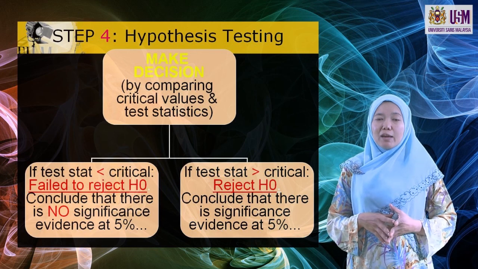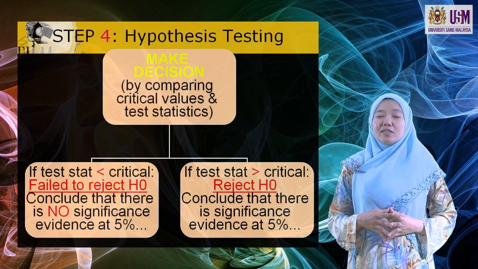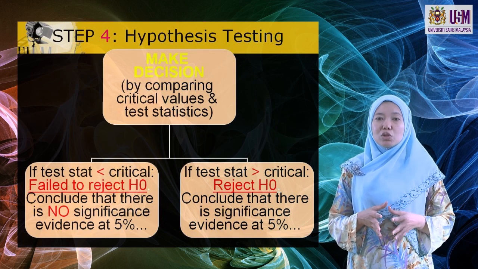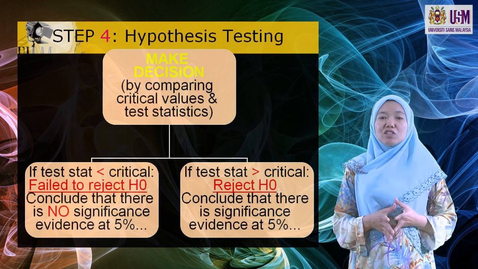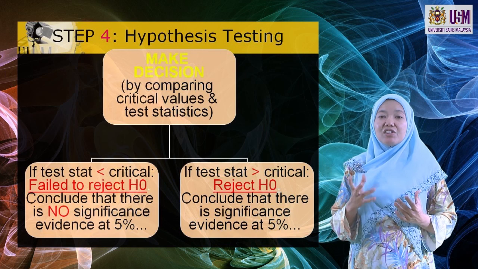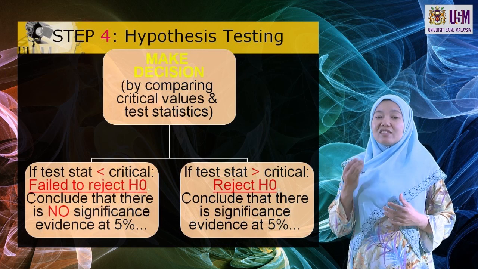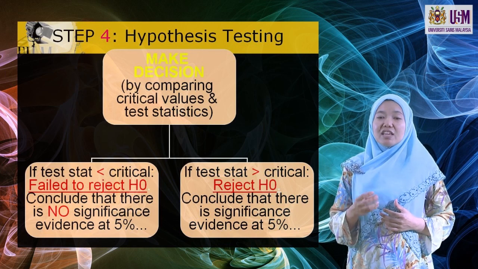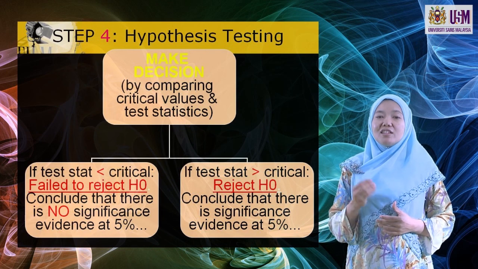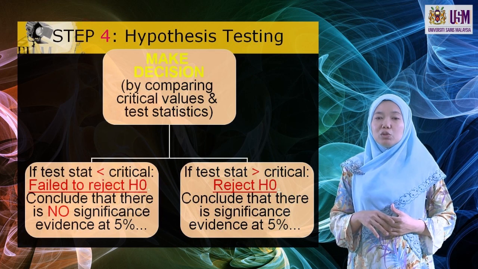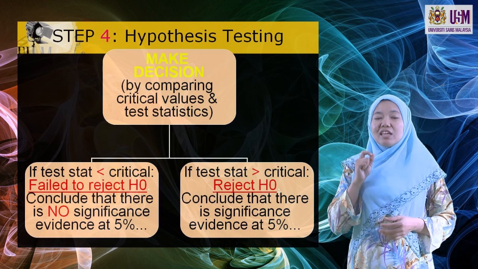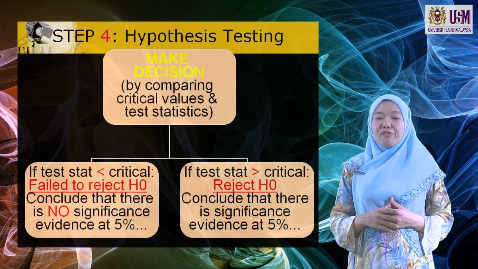This is a recap of what we discussed so far. In step 4, this is where you're supposed to make a decision, and then you need to conclude. How do you make decisions? It's not that tough. What you need to do is compare the critical value from step 2 and the test statistic you already calculated in step 3. Let's consider the first scenario.